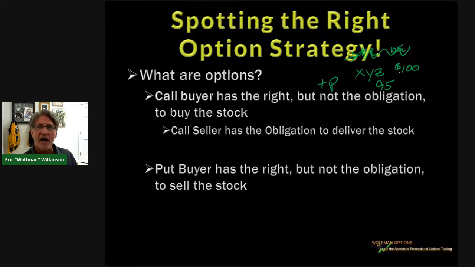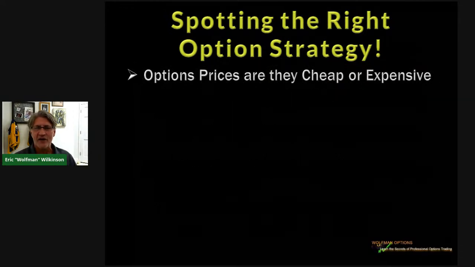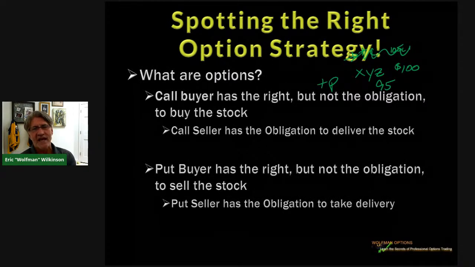But if the underlying fell to, say, 75 and I can sell my stock at 95, what am I going to do? I'm going to offset it. I'm going to take my right to sell my stock to whoever sold that put to me. And obviously the put seller has the obligation to take delivery. That means he has to buy that stock from me and take it into his account. You just dump it off to him.